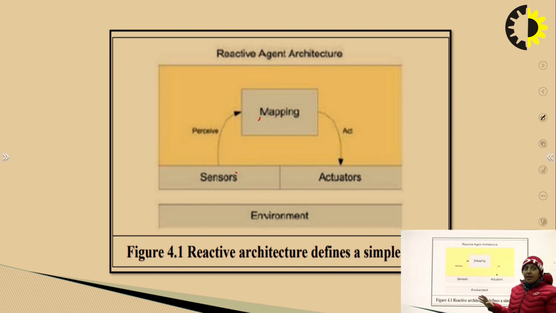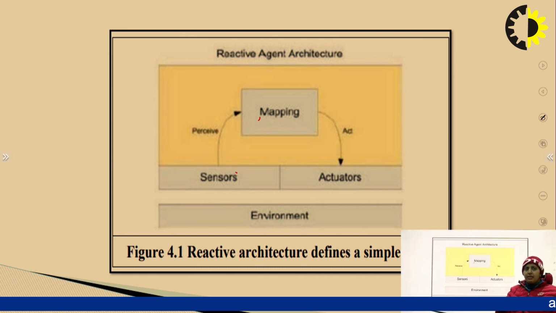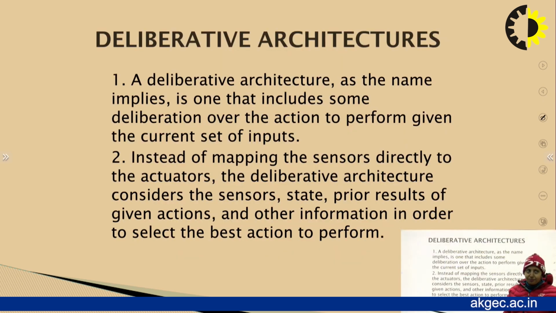So in this way, the reactive agent architecture works: it just senses and then reacts, without even thinking of any decision or any analysis. It just reacts to whatever it senses. So the other architecture is the deliberative architecture. It is a little bit better than the previous. Actually, I cannot say that this one is better. Every architecture is in itself a good piece of architecture.